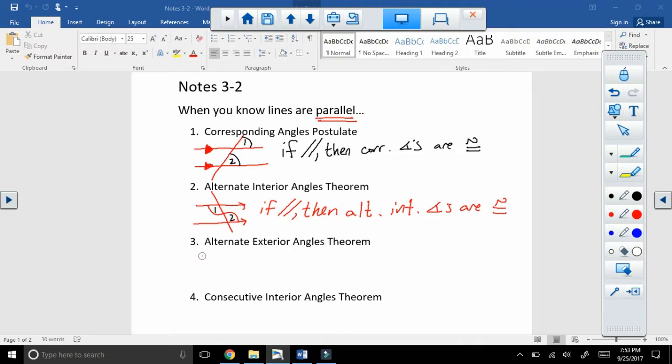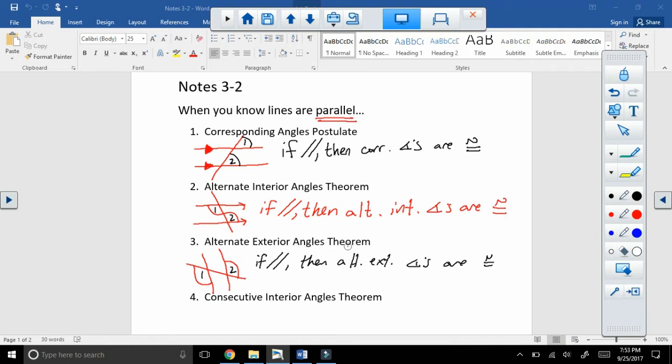For the next one, alternate exterior angles, I'm going to draw a couple lines that seem to be parallel. And if I have these alternate exterior angles congruent, well, I think I already said it. Those would be congruent also. So these alternate exterior angles are congruent. That's what the alternate exterior angles theorem says, or I think it's easier to say if the lines are parallel, then alternate exterior angles are congruent.